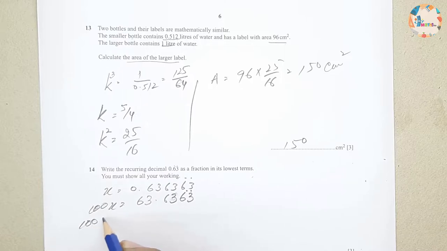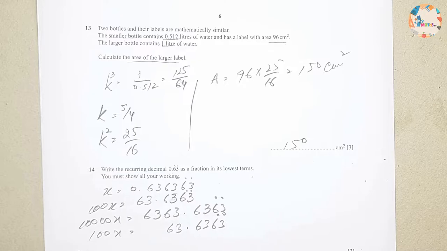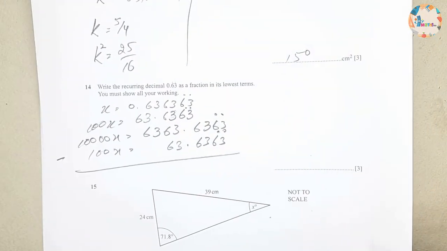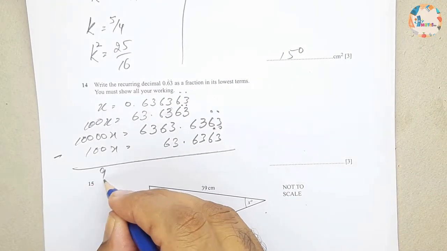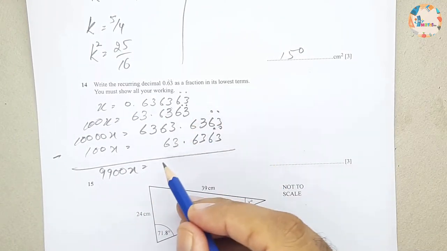Then we can move two more places. So it will be 1, 2, 3, 4. x is equal to 63.6363, like that. And then 100x we can subtract, which is 63.6363 recurring. And now we can subtract, and after subtraction, I'll move it above. So this will be 99x is equal to, this recurring portion will be gone.